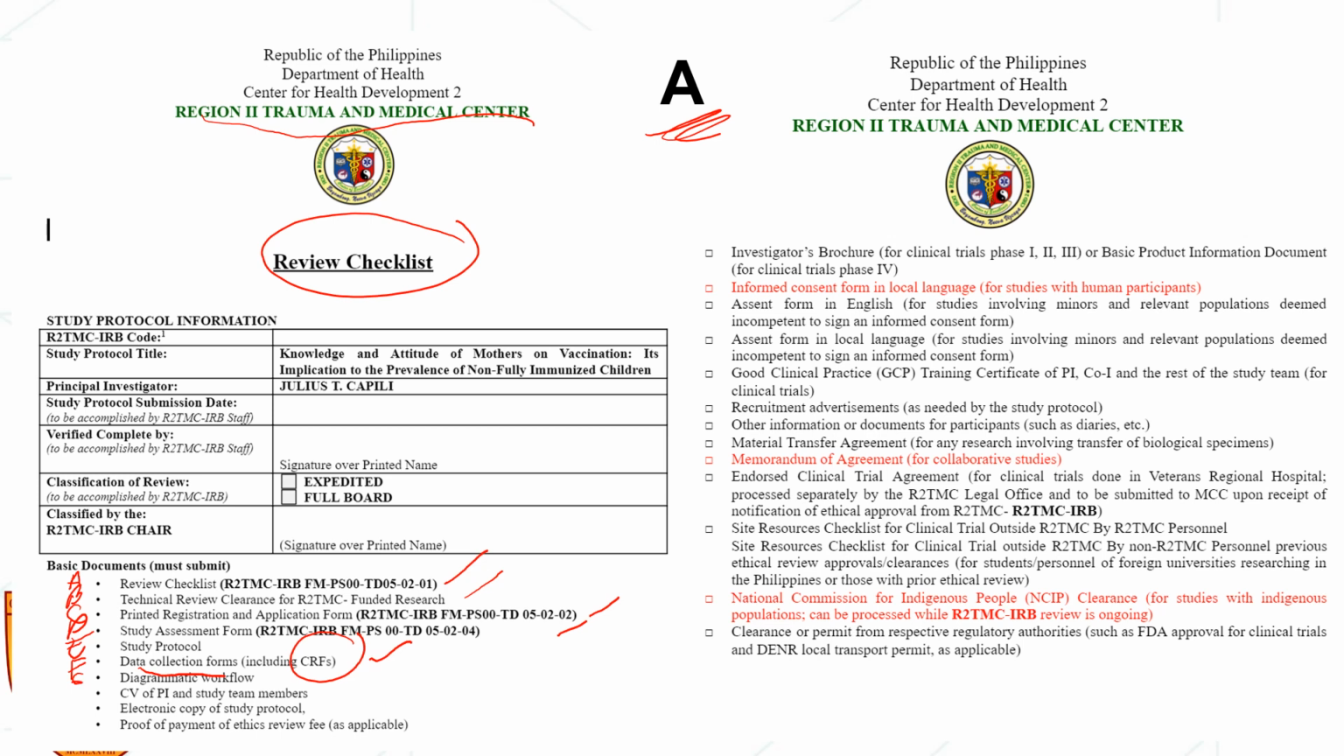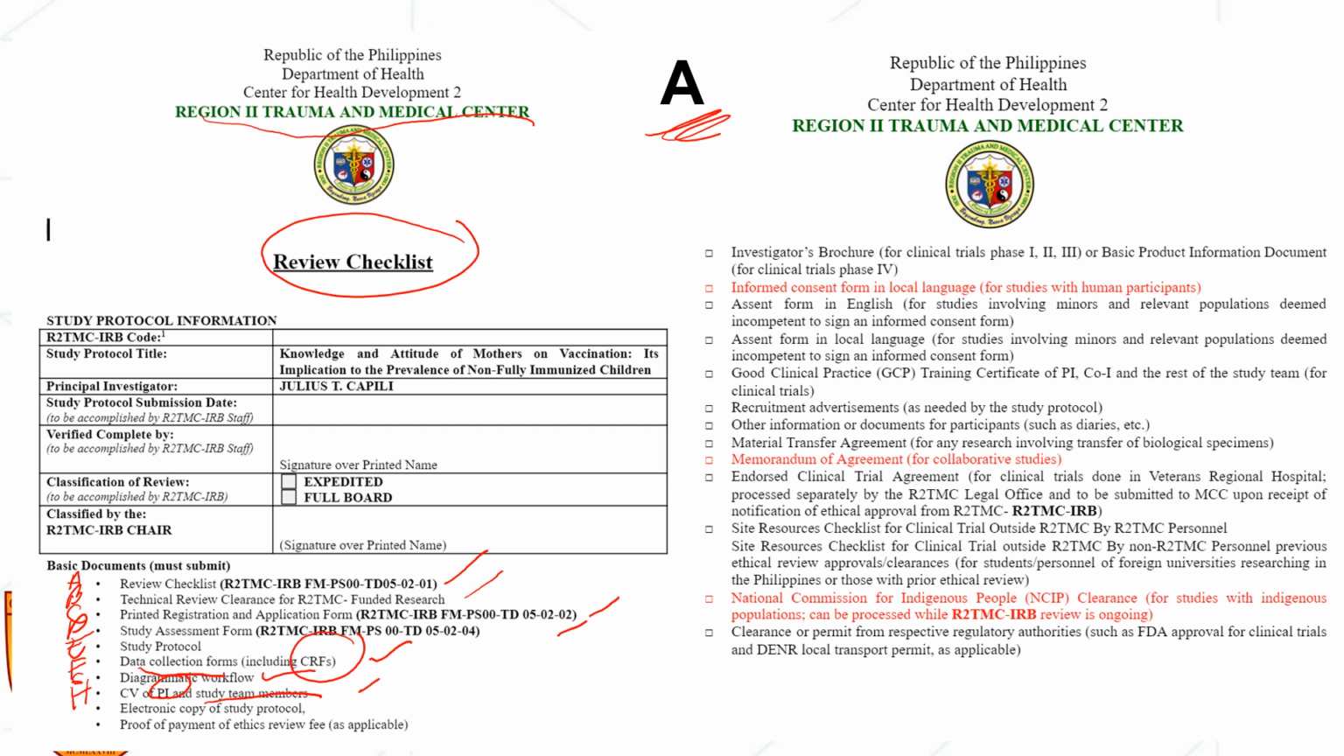Your letter G, diagrammatic workflow. This is your workflow, the data procedure or data collection procedure. And H would be the curriculum vitae of the primary investigator and the study team members. Since this is an undergraduate thesis, you include the CV of your advisor.